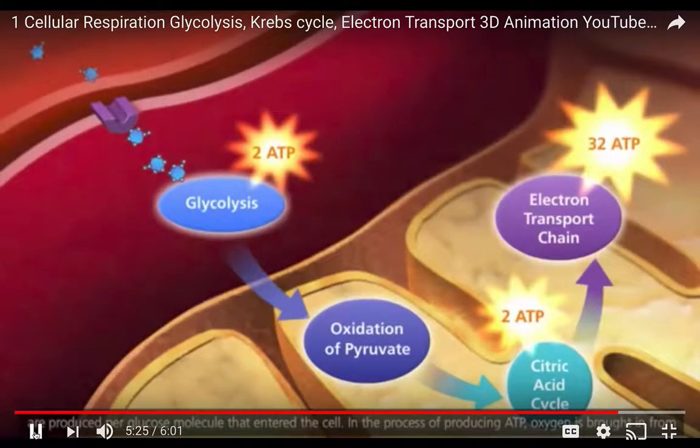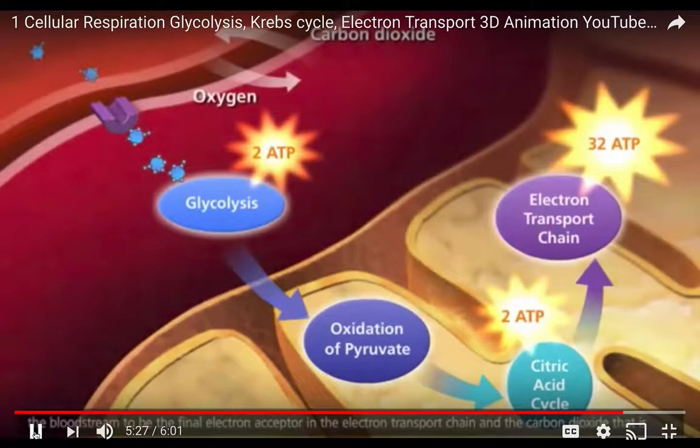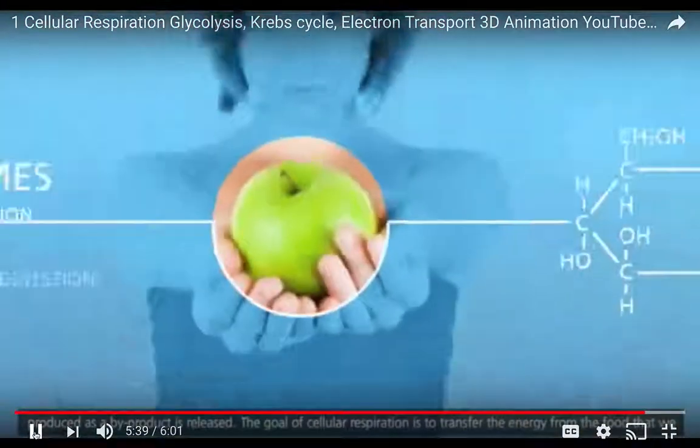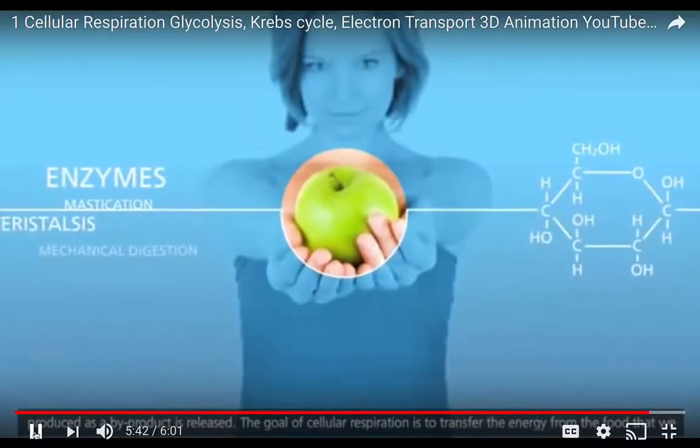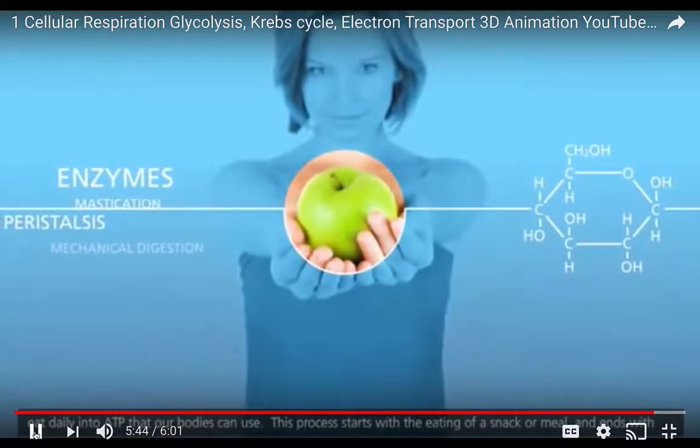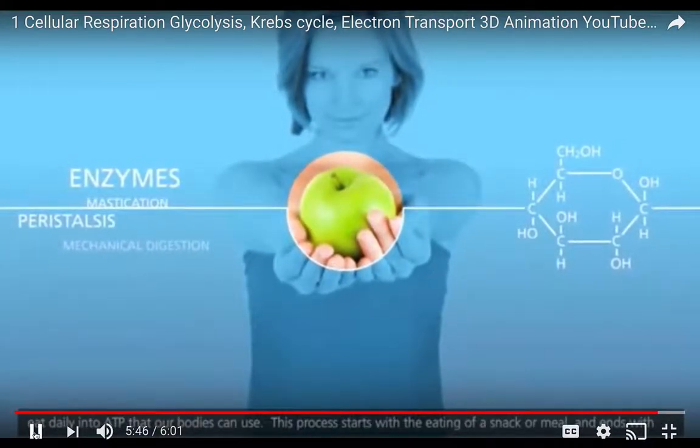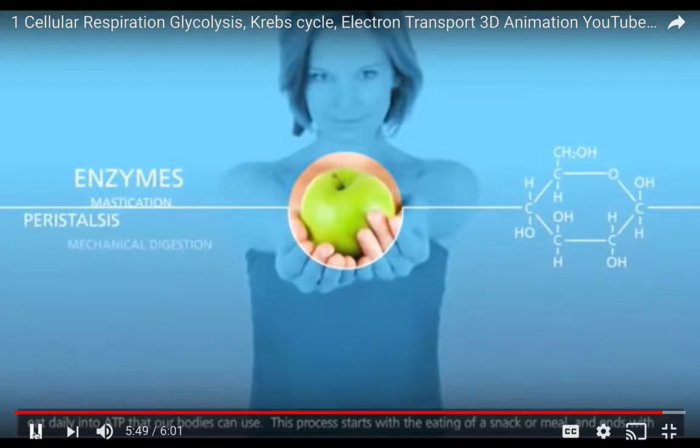In the process of producing ATP, oxygen is brought in from the bloodstream to be the final electron acceptor in the electron transport chain, and the carbon dioxide that is produced as a byproduct is released. The goal of cellular respiration is to transfer the energy from the food that we eat daily into ATP that our bodies can use. This process starts with the eating of a snack or meal and ends with capturing the energy from the complete breakdown of the nutrients into energy and carbon dioxide.